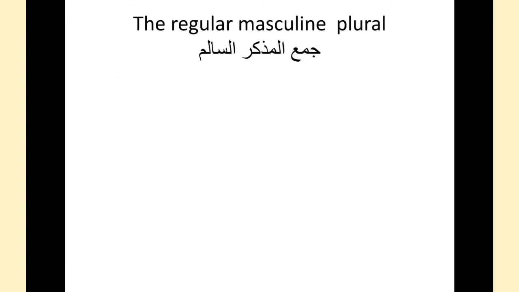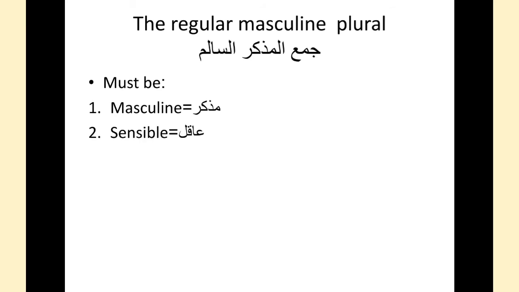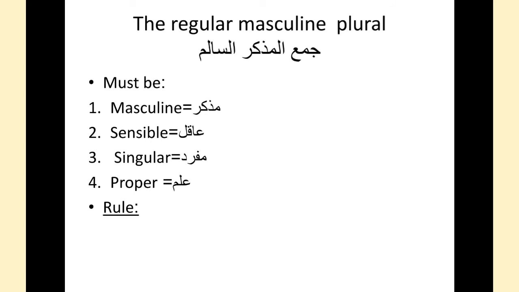So the regular masculine plural means in Arabic جمع المذكر السالم. Okay, so there is a rule in order to use this masculine plural. The word must be masculine or مذكر, must be sensible عاقل to express only humans, singular مفرد, the word must be singular form, proper must be علم, which means about humans, as I said before, or something that is proper names, of course.